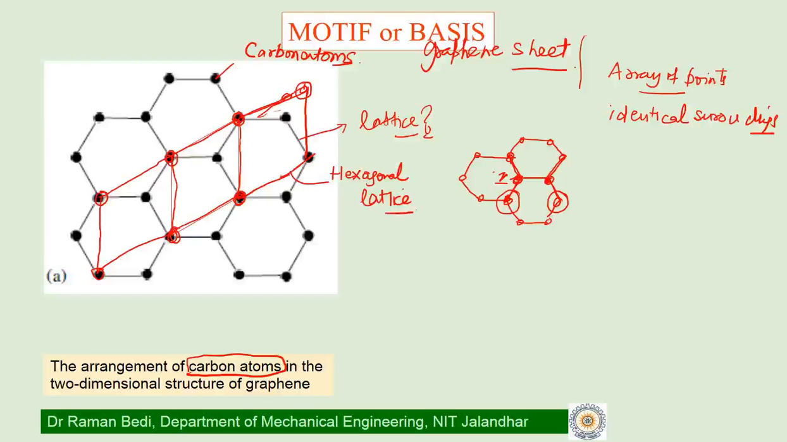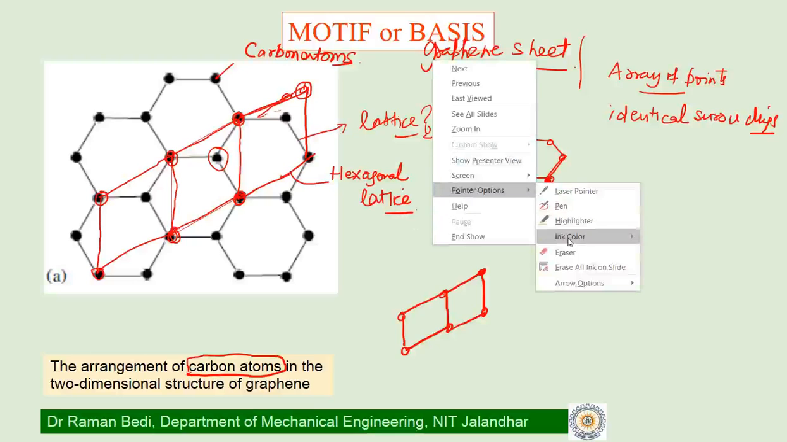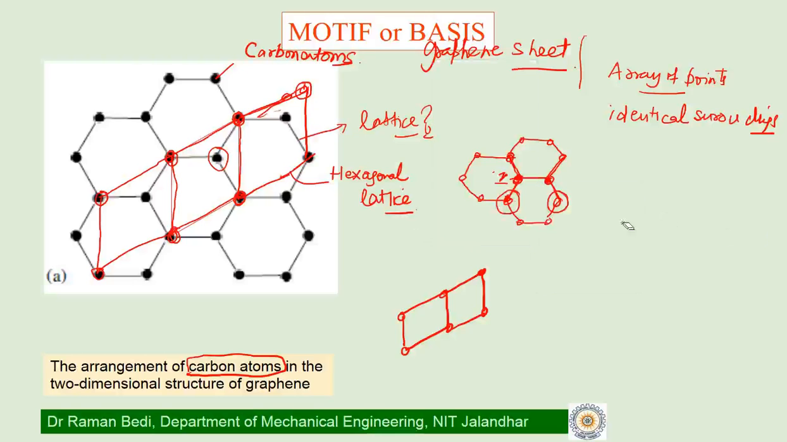Then what is the motif? What about these points? What about these atoms? So now we say, what is the basis? We are now saying that the lattice points here are these. This is the lattice. And what is there on each point? On each of these lattice points, 1, 2, 3, 4, 5, 6, we have placed a motif or a basis.